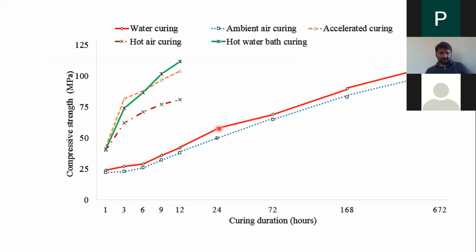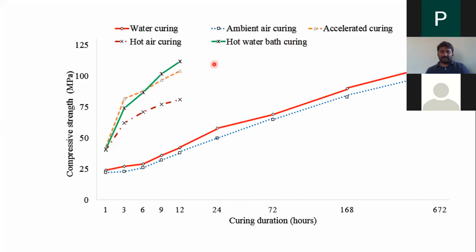this is one more kind of the same graph. As you can see, this is a similar thing, shown in a different way. This is the 28 day strength for normal water curing. The 28 day strength comes out to be around 100 MPa. For hot air curing and ambient air curing, it is nearly 100 MPa strength. But if you go for different curing regimes, for example, hot air curing, hot water bath curing, accelerated curing, you can achieve more than the 28 day strength of water curing.